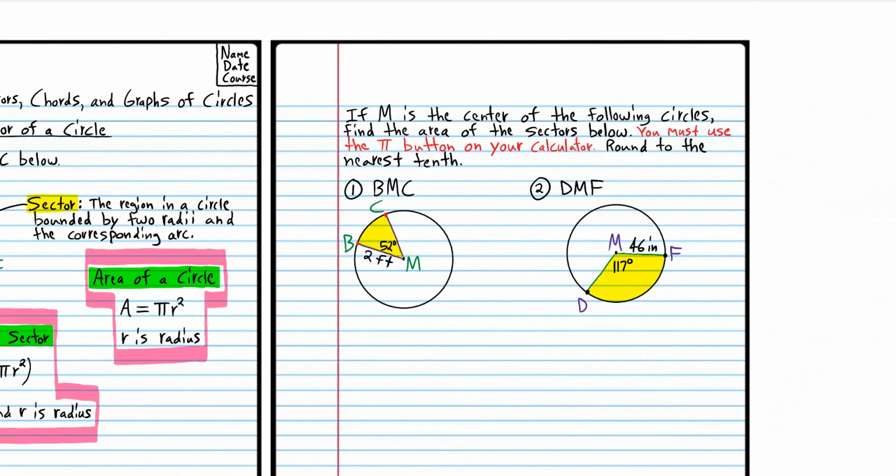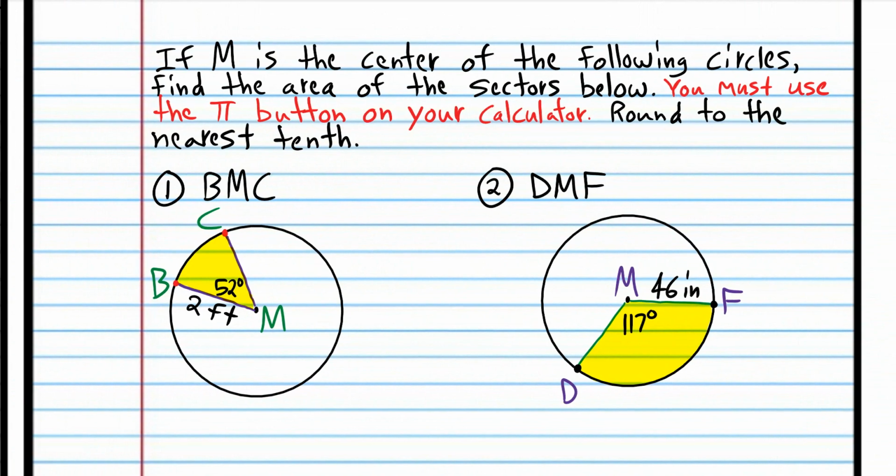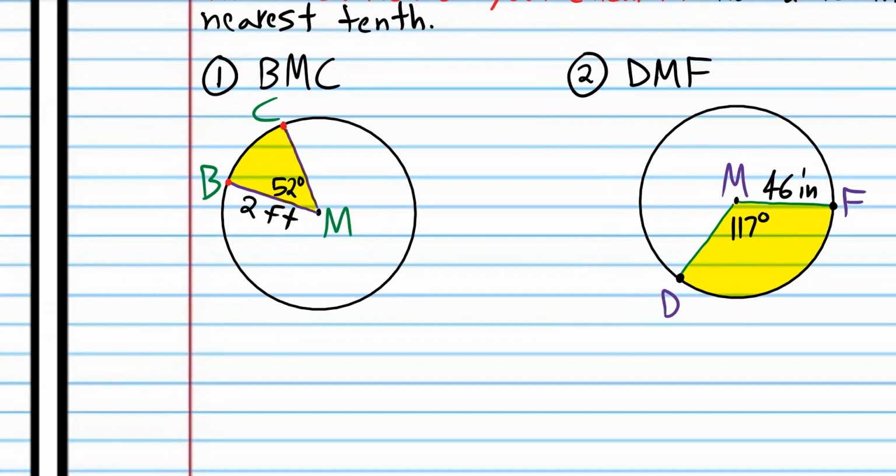So let's go ahead and get started. If M is the center of the following circles, find the area of the sectors below. You must use the pi button on your calculator and, of course, round to the nearest tenth. In the previous class, I think we rounded to the nearest hundredth, but I'm going to have you practice rounding to the nearest tenth in these problems.